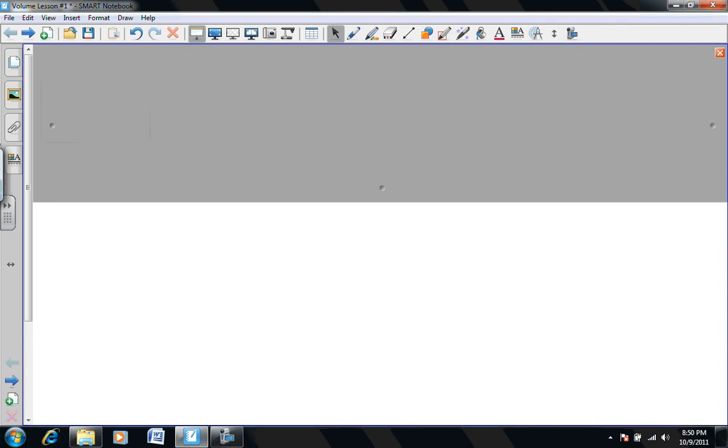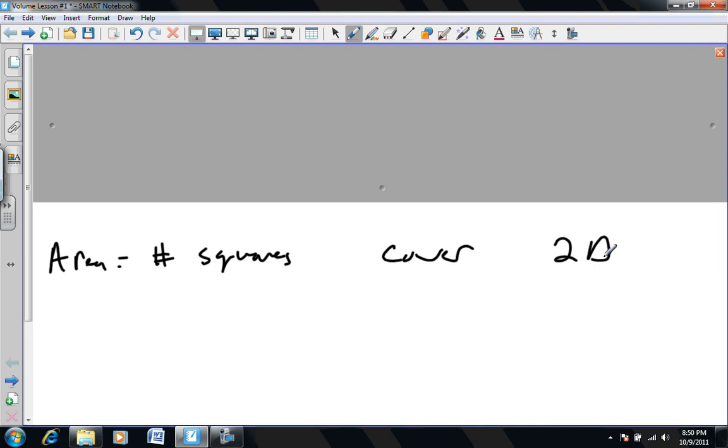Okay, we've talked about area in our last set of lessons, and we learned how area was a measure of the number of squares that it takes to cover a two-dimensional object. I got rid of all of the other parts of the definition, and I'm just looking at the really important words. Area is a measure of number of squares. We are using the squares to cover a two-dimensional object.